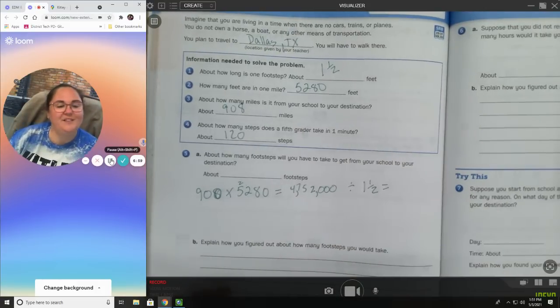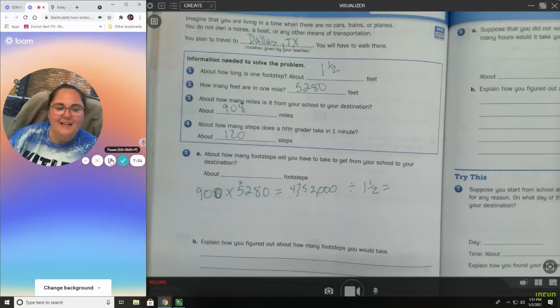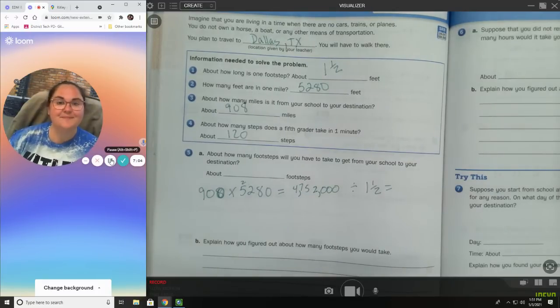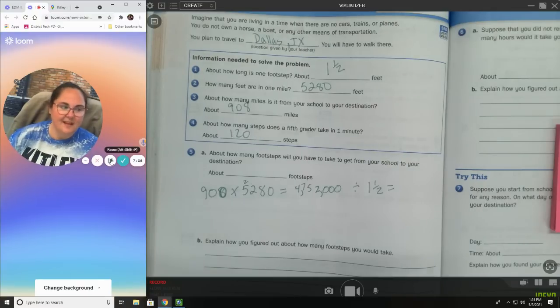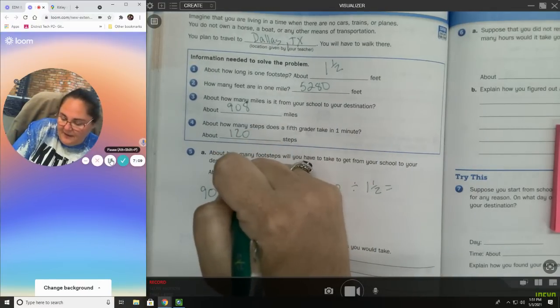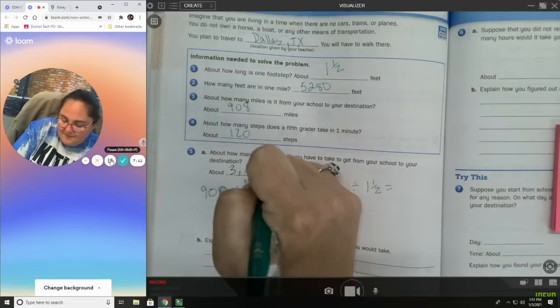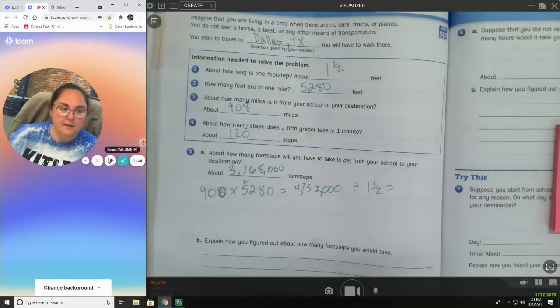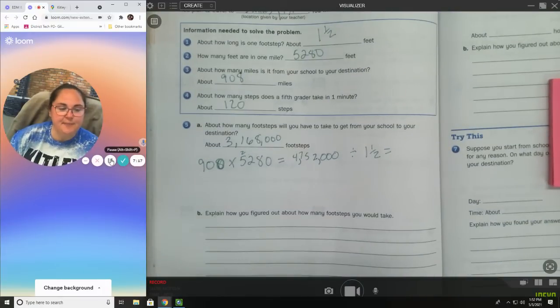So now I want you to divide. What is 4,752,000 divided by 1.5? All right, if I divide that by 1.5, we have about 3,168,000. It's about how many steps it would take. Okay, part B. It says, explain how you figured out about how many steps you would take. I want you to write in complete sentences. How did you figure out how many steps we would take?